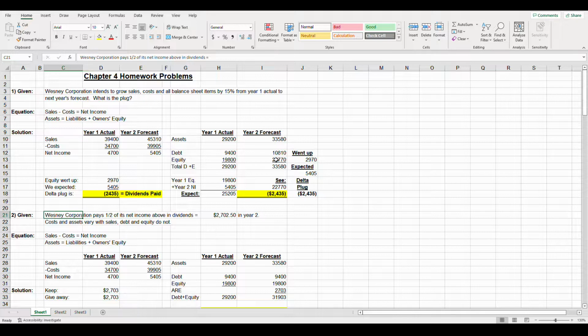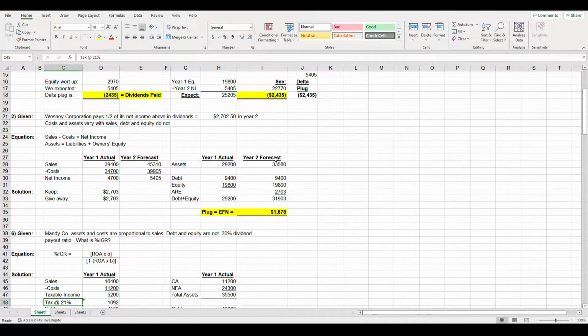In number two, Wesney Corp, same company, pays half of their net income in dividends, and now we have a dividend assumption. Half of net income in dividends is 2702.50. How did I get that? I took my 5405 and divided it by 2. So 5405 of net income divided by 2 is 2702.50. Roughly 2703 I'm keeping, and 2703 I'm giving away in the form of dividends.